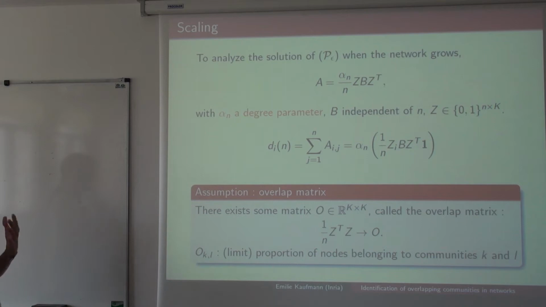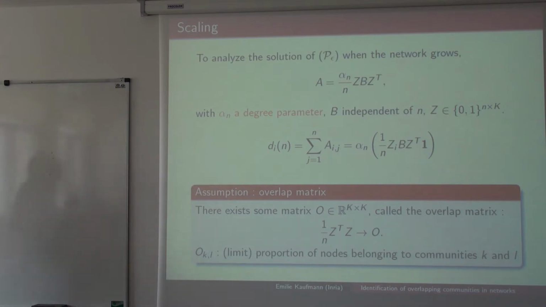So we also introduce something important, which is the overlap matrix. We assume that if we compute this quantity, 1 over n multiplied by Z transpose Z, it tends, when n goes to infinity, to some matrix. And why is it called the overlap matrix? Because if you look at the term KL of this matrix, you realize that it is just the proportion of nodes that belong to the community K and to the community L.